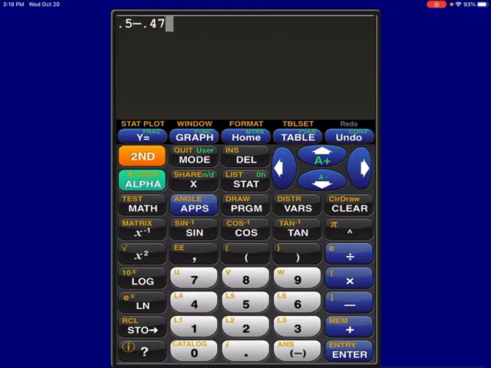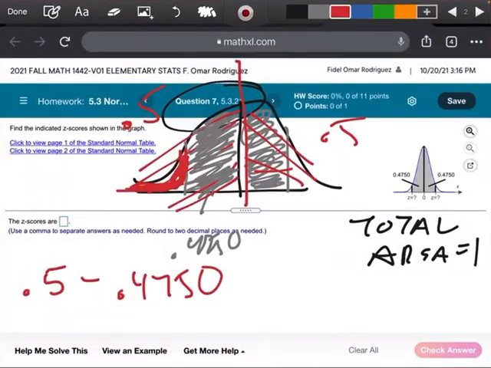So let me do this with my calculator. Turn it on, clear it out. So 0.5 minus 0.4750 is 0.025. Okay, so the area in the red part is 0.025.